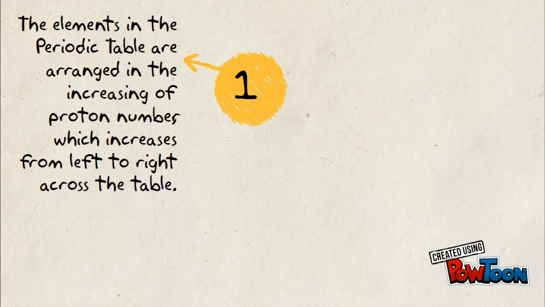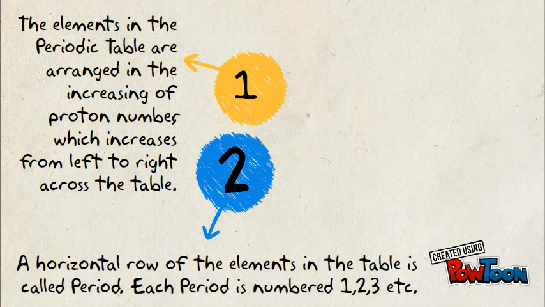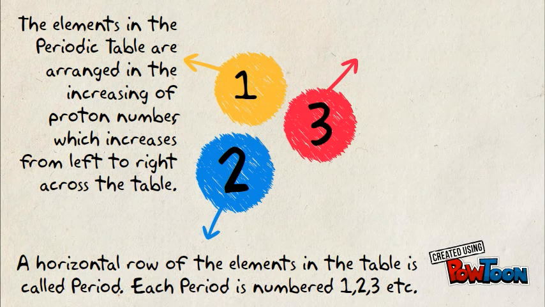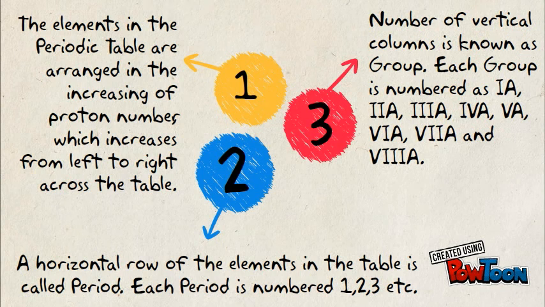The elements in the periodic table are arranged in increasing order of proton number, which increases from left to right across the table. A horizontal row of elements in the table is called a period. Each period is numbered 1, 2, 3, etc. A vertical column is known as a group. Each group is numbered IA, IIA, IIIA, IVA, VA, VIA, VIIA and VIIIA.